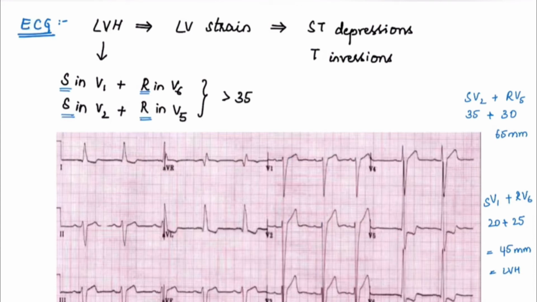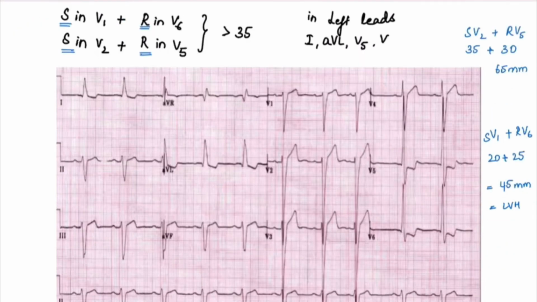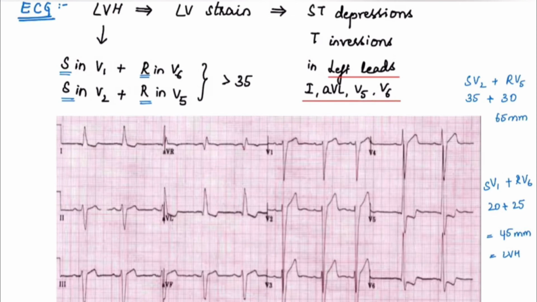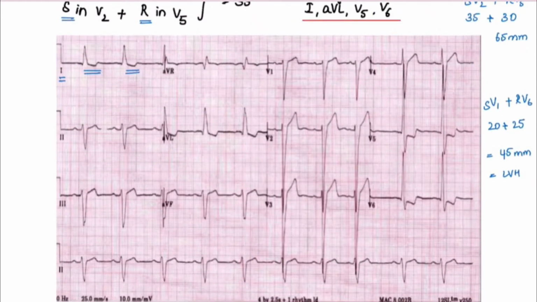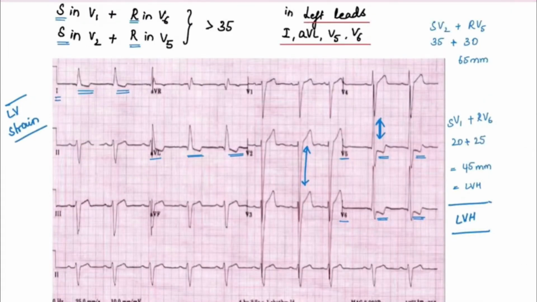Next, left ventricular strain, as I already said, is indicated by ST depressions and T wave inversions in the left sided leads, that is lead 1, AVL, V5 and V6. Now looking at the ECG, there are ST depressions and T wave inversions in lead 1, also in lead AVL, lead V5 and in lead V6. So this indicates an LV strain. So left ventricular hypertrophy and left ventricular strain patterns can be seen in the ECG of a patient with aortic stenosis.